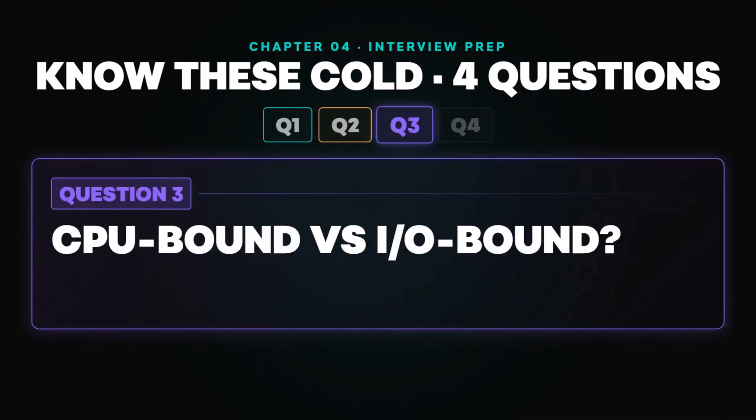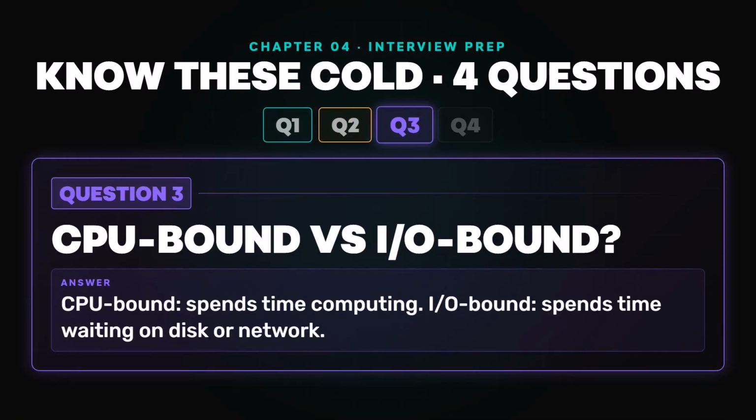Question 3. What does it mean for a service to be CPU bound or IO bound? A CPU bound service spends most of its time computing. Its CPUs are the limit. An IO bound service spends most of its time waiting on disk or network. Adding CPUs helps the first. Caching or faster disks help the second.